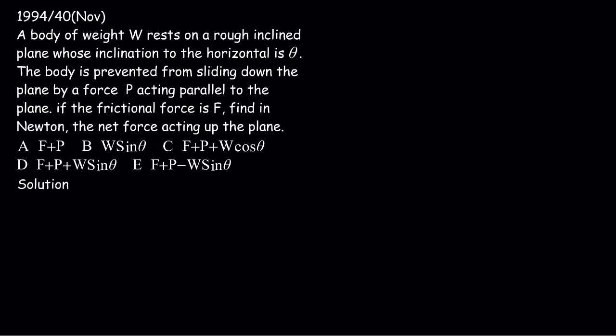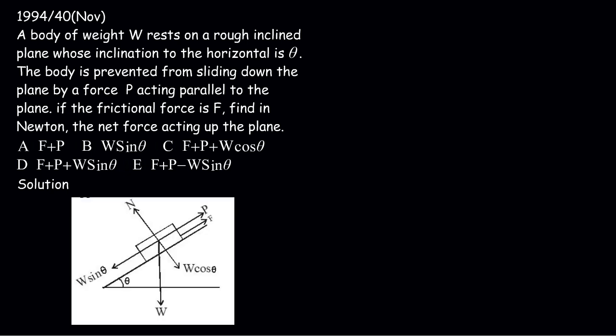Now our very first step is to try and represent our question in a diagrammatic form. We have our body resting on the plane, which will have its weight acting downwards at an angle to the normal. Resolving the weight of the body, we get the horizontal component to be W sin theta and the vertical component to be W cos theta.